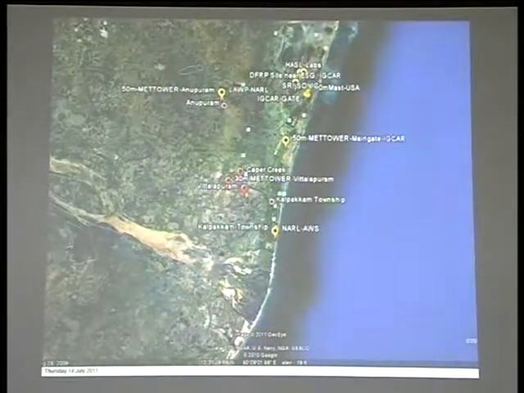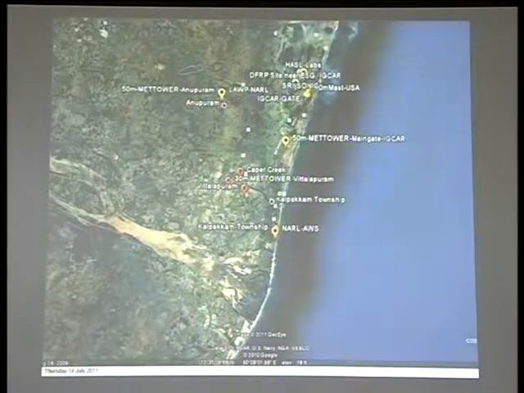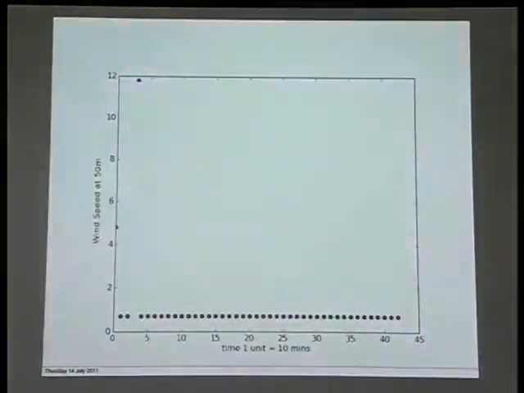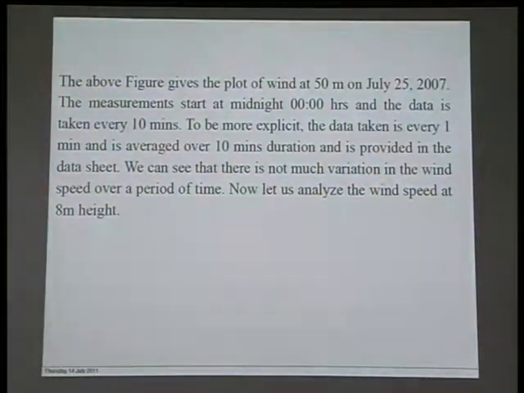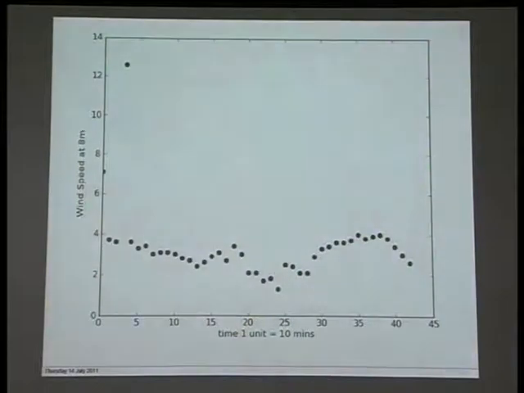So we have to convert it, although from the sonic anemometer you can get all three velocities. Here's a typical plot at 50 meters. It is taken every 10 minutes and averaged over that period, so there's not much variation. Now if you look at the data at 8 meters, there's some variation.